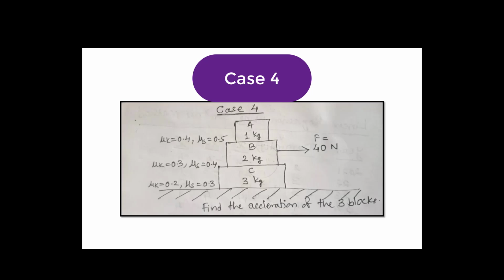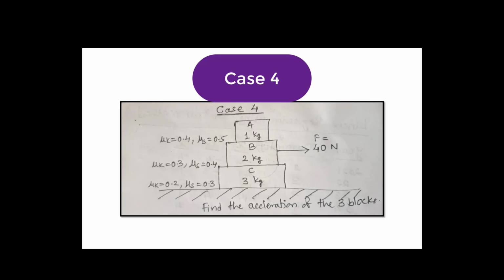the force which is applied on block B in the arrangement which you are seeing right now, and the various values of the static and kinetic frictional coefficients are given in the diagram. The three blocks are A, B and C with their masses 1 kg, 2 kg and 3 kg. And our task is to find out the acceleration of the three blocks when F is 40 newtons.